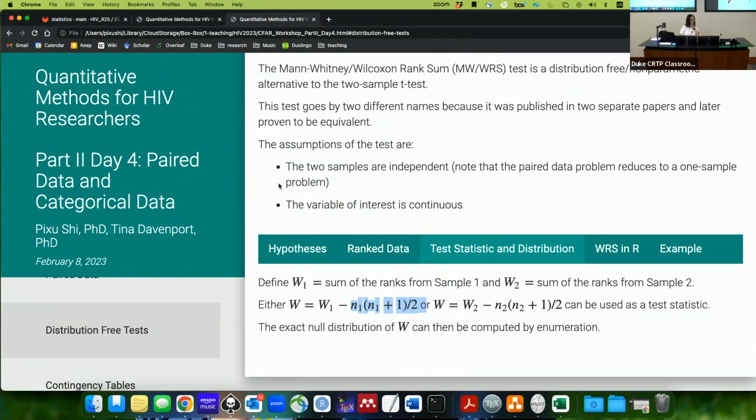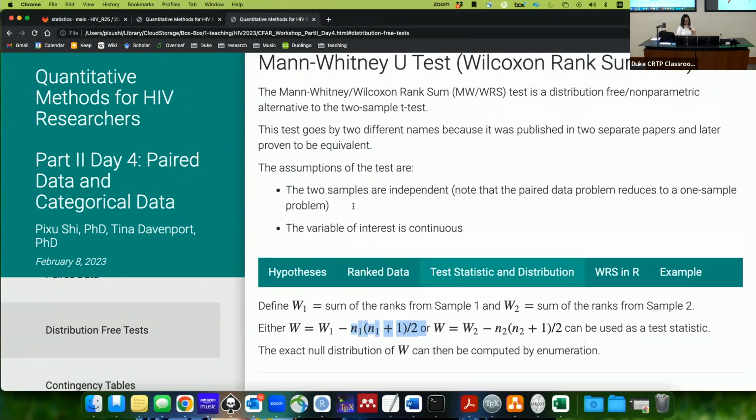Yeah. So are you still assuming symmetry for the two distributions? For this case, it's not symmetric, but it needs to be continuous. Okay. Yeah.